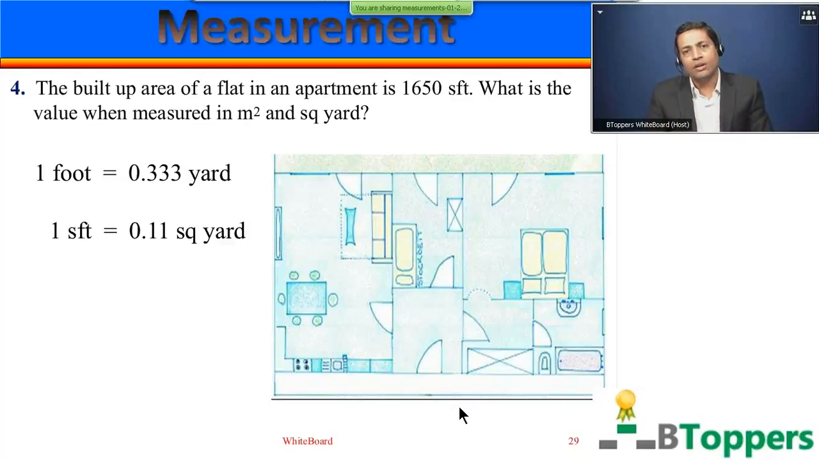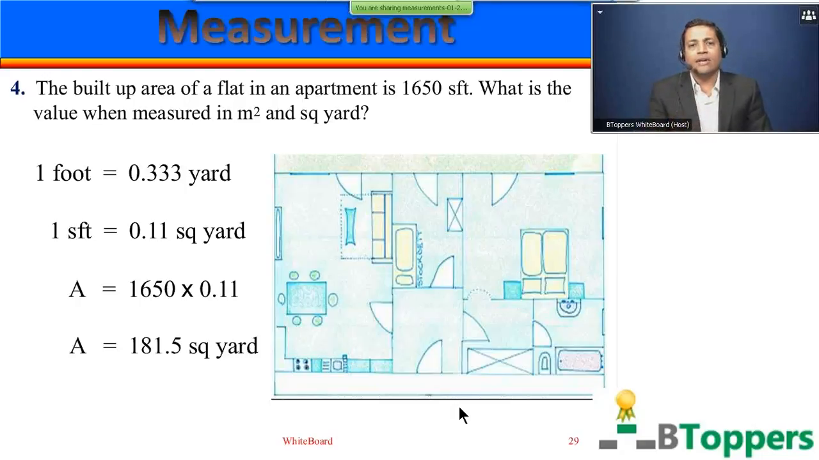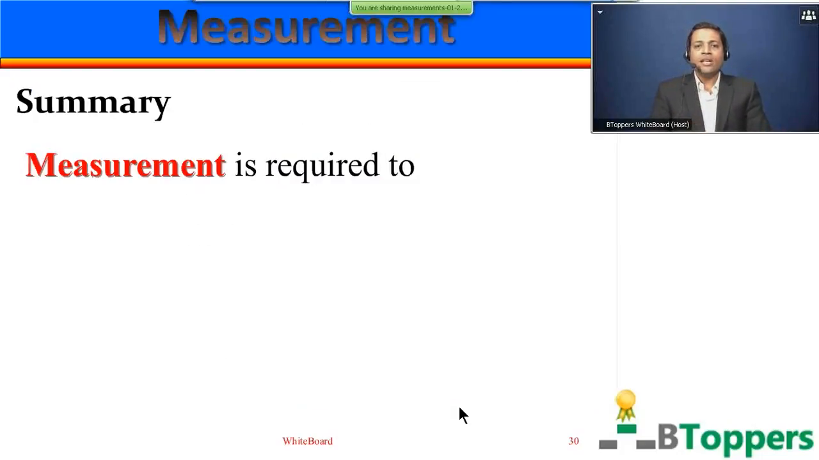So if 1 square foot is 0.11 square yard, then how much will be 1650 square feet? That will just be 1650 into 0.11 and the value turns out to be 181.5 square yards. So this is how, if we know the quantity in one system of units, you'll be able to get the quantity in another system of units.